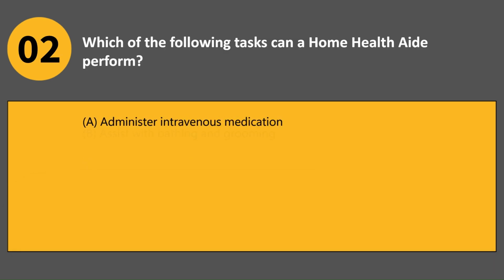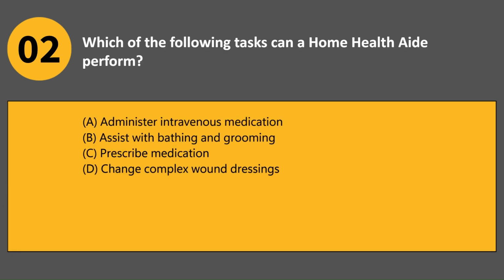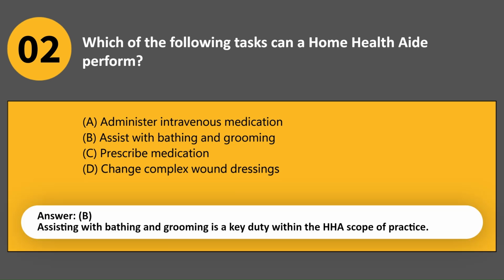Which of the following tasks can a home health aide perform? A. Administer intravenous medication. B. Assist with bathing and grooming. C. Prescribe medication. D. Change complex wound dressings. Answer: B. Assisting with bathing and grooming is a key duty within the HHA scope of practice.